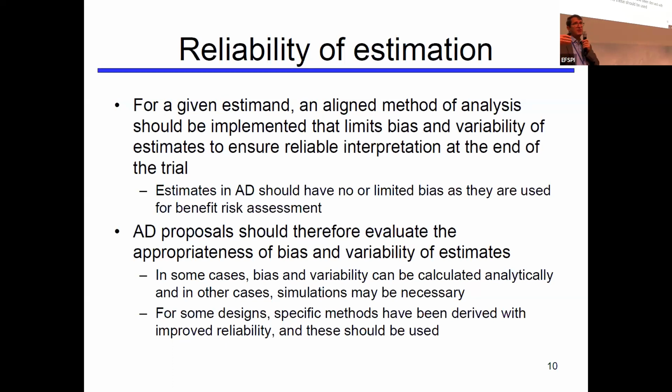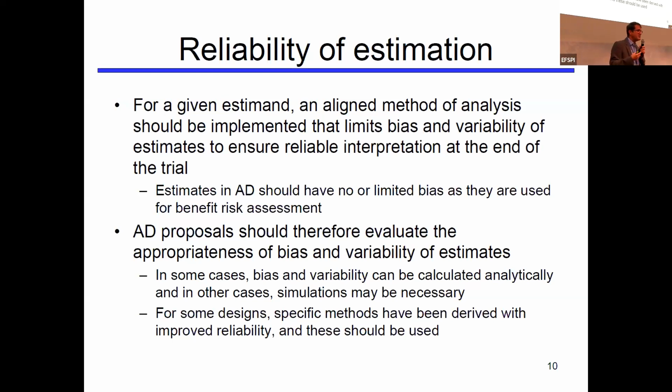When you do an interim analysis for efficacy, to stop for efficacy, of course, when you stop for efficacy, you have a rather overestimation of your effect. I think that's well known. And when you have an adaptive design proposal, you should therefore really evaluate also the appropriateness of the bias and the validity of your estimates. It's an important part of what you should think of.